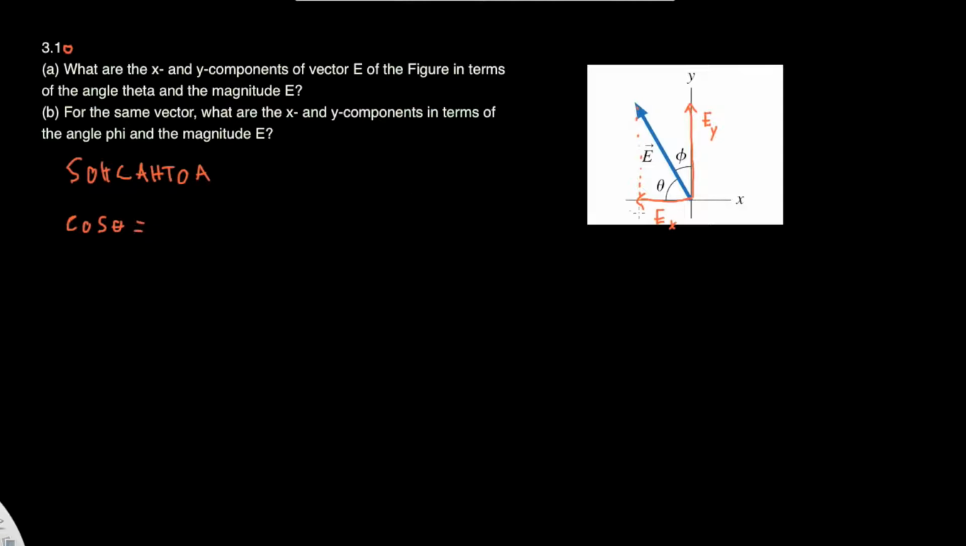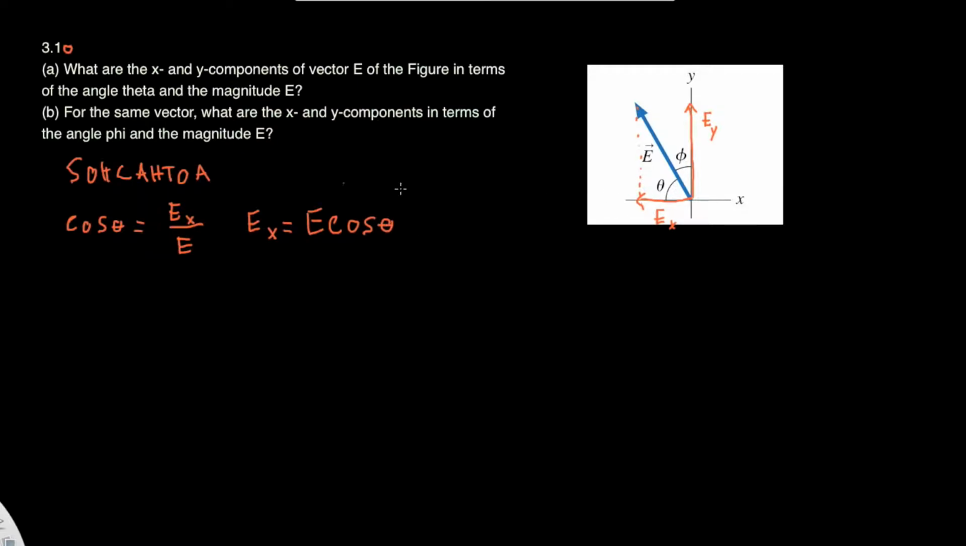is equal to the adjacent, which is E sub x, which we're trying to find, over the hypotenuse, which is E. And then solving for E sub x, which is what we're looking for, is going to be equal to E, just multiply E to both sides, cosine theta. And that's this component right here.